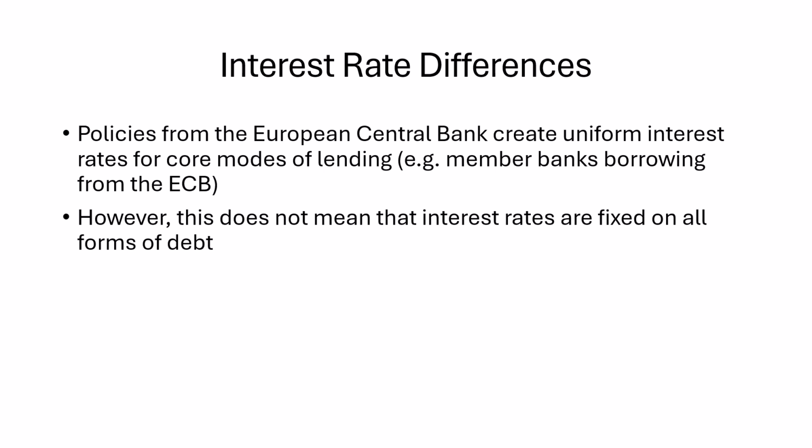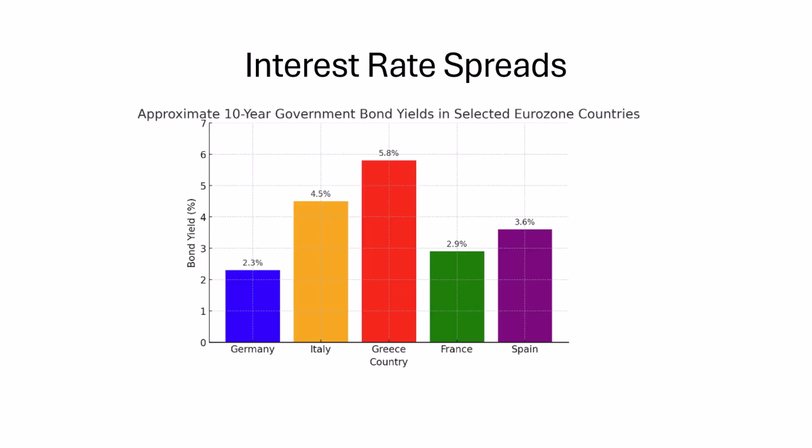However, this does not mean that all interest rates are fixed on all forms of debt. So even though interest rates at the core level, those issued by the ECB, are the same for every country in the Eurozone, the interest rates on specific assets are not the same. As a result, just as there is inflation rate risk, right, uncertainty regarding inflation rates from country to country, there is also interest rate risk. Differences in interest rates across countries here in the Eurozone are indicated by this graph.